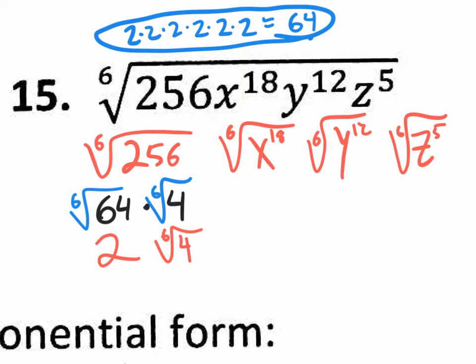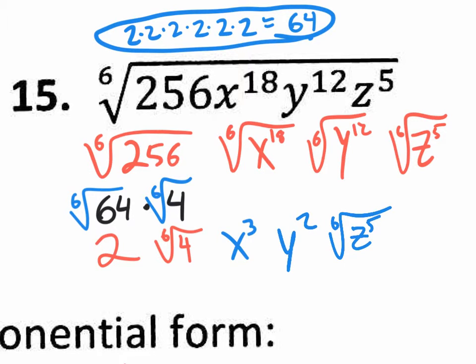Could we do the 6th root of x to the 18th? Heck yeah, that's like saying 18 divided by 6. Remember, power over root. So what do we get? 3. X to the 3rd. And how about this one? 12 over 6, power over root. What do we get? Y to the 2nd. And the last one, 5 over 6. We can't do it. 5 divided by 6 you can't do, so bring it down. The 6th root of z to the 5th.